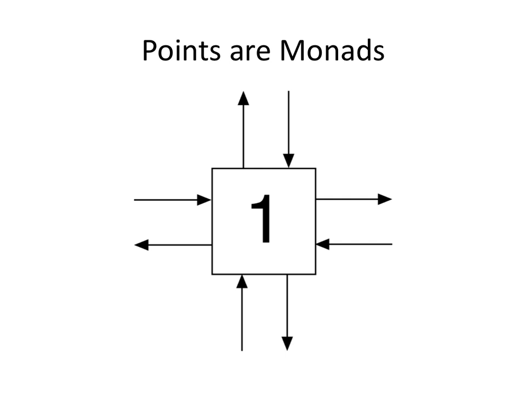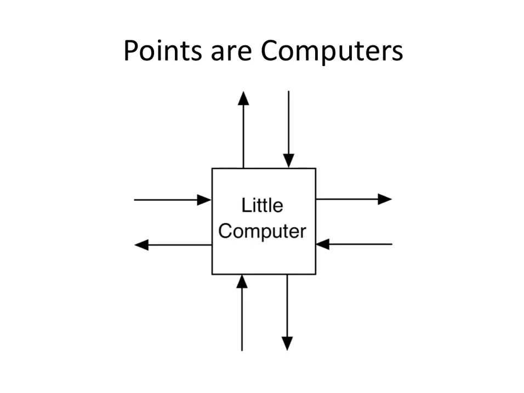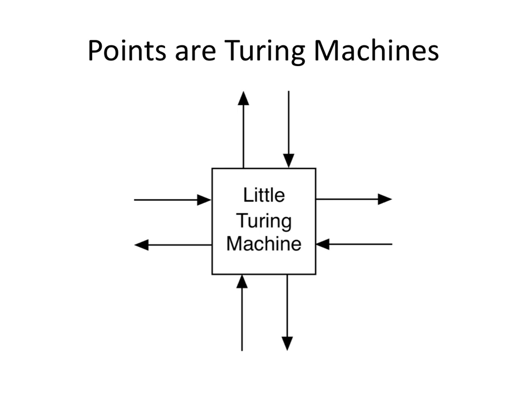So monads are just little points in space. And these points are little computers. Monad runs a little program. It has some binary information. And what are computers? Computers are just Turing machines. And so a monad is just a little Turing machine.